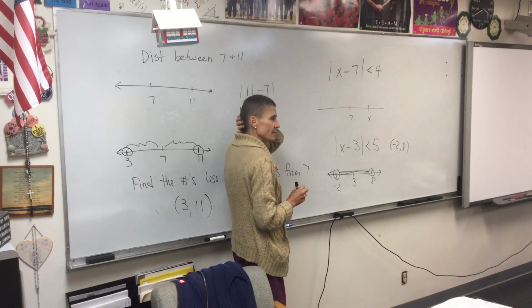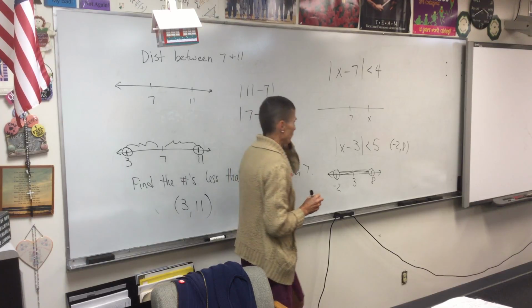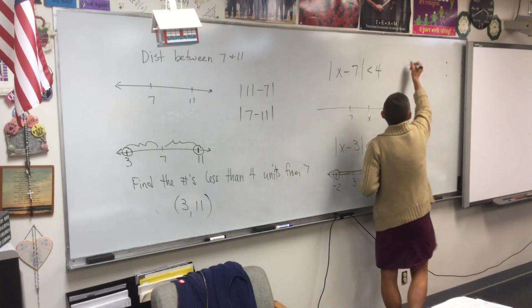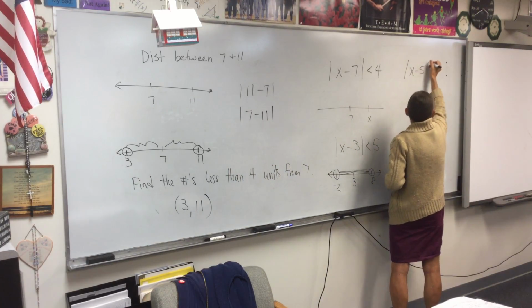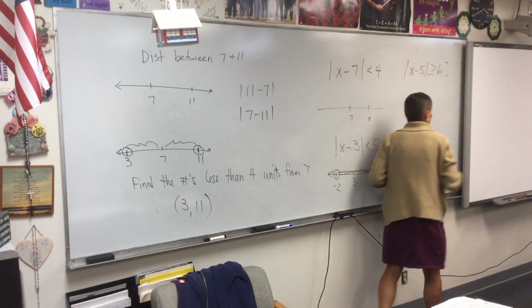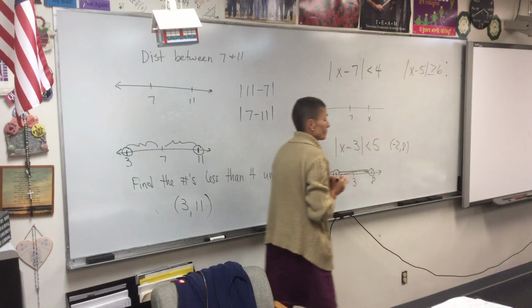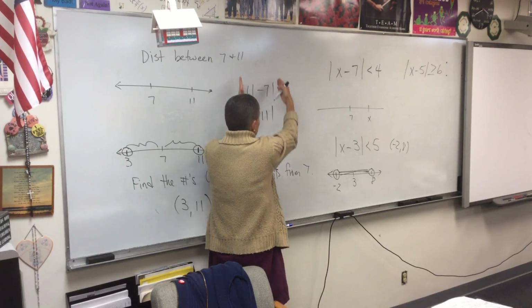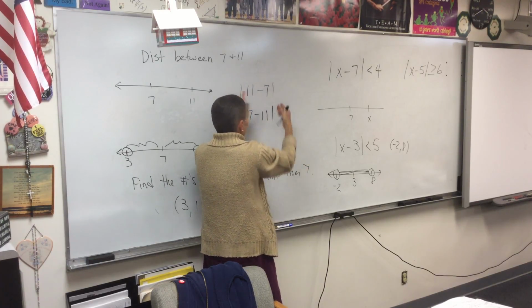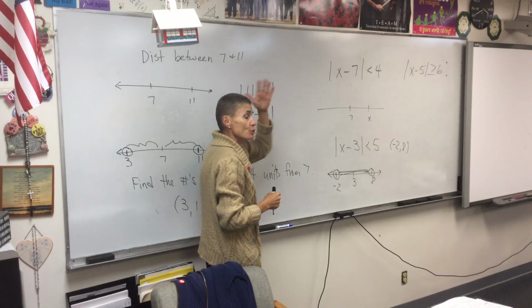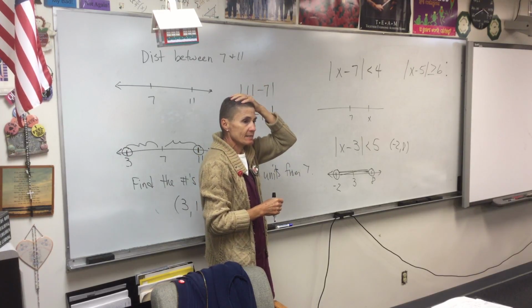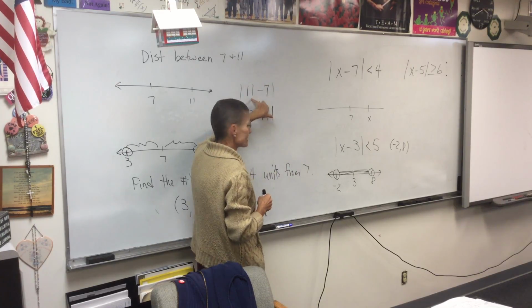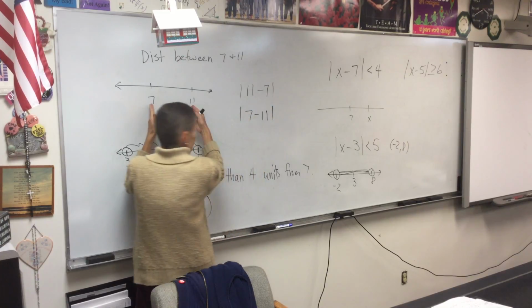This is a new way of thinking. You've never thought about it like this before. Let's try another one. Remember, when you see an absolute value of a subtraction, you immediately think, oh, that's a distance. That's a distance. This is a distance. That's a distance.